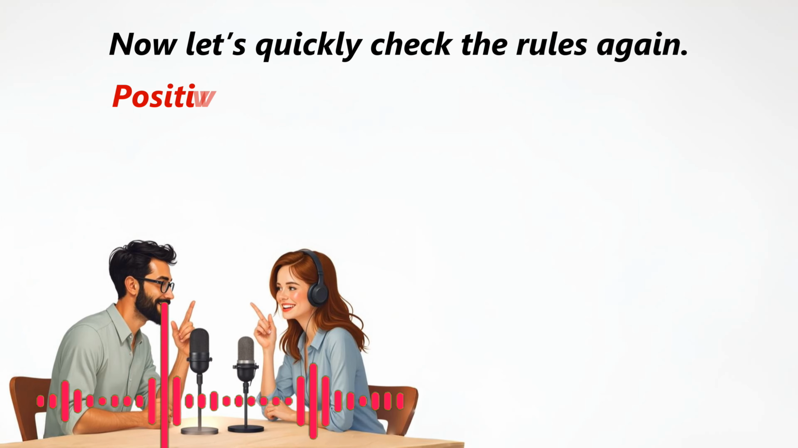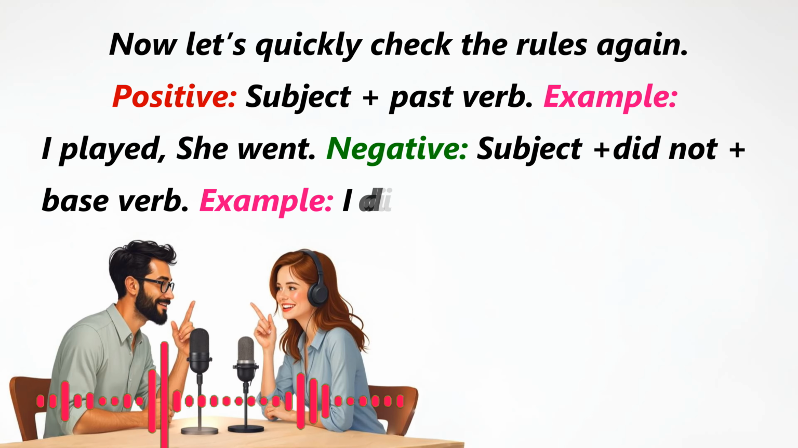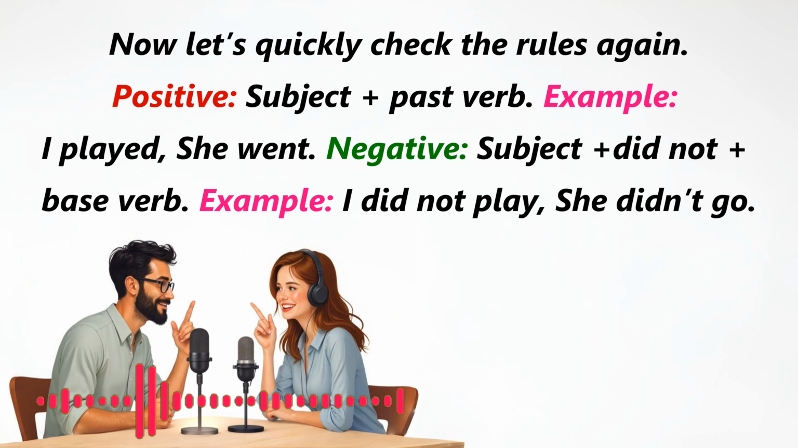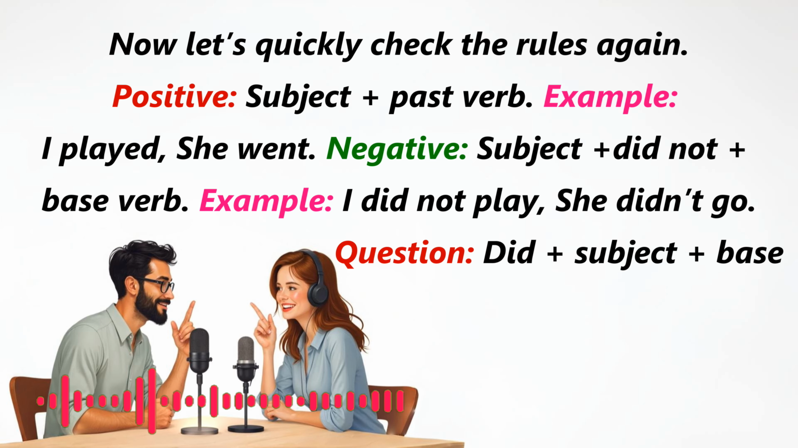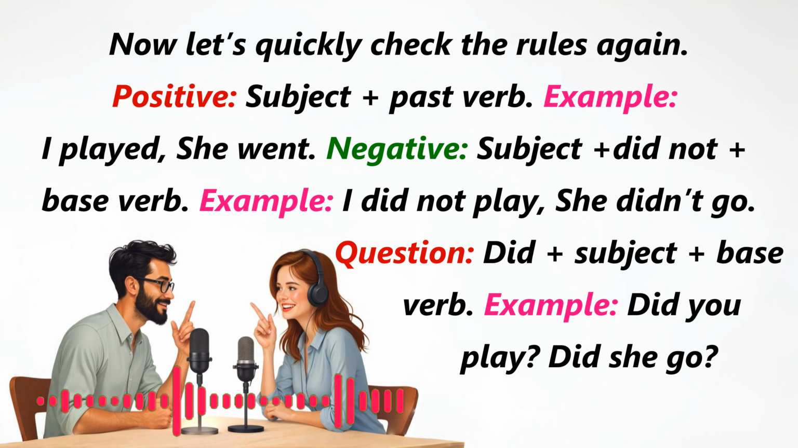Now let's quickly check the rules again. Positive, subject plus past verb. Example, I played, she went. Negative, subject plus did not plus base verb. Example, I did not play, she didn't go. Question, did plus subject plus base verb. Example, did you play? Did she go?